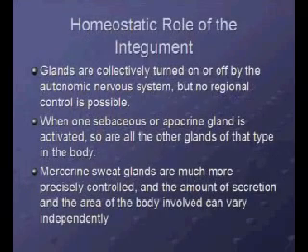Homeostatic role of the integumentary system. Glands are collectively turned on and turned off by the autonomic nervous system, but no regional control is possible. When one sebaceous or apocrine gland is activated, all of the other glands of the same type in the body are activated as well. Eccrine sweat glands are much more precisely controlled, and the amount of secretion and the area of the body involved can vary independently.